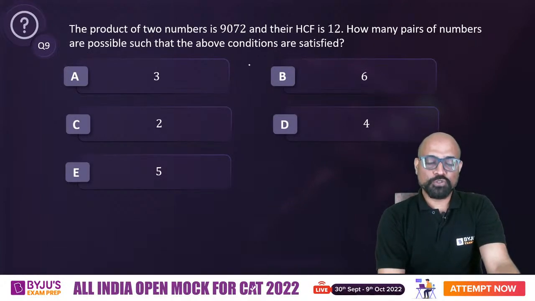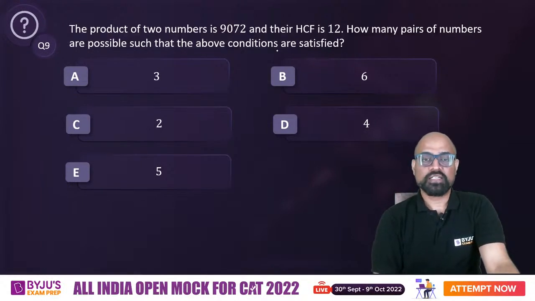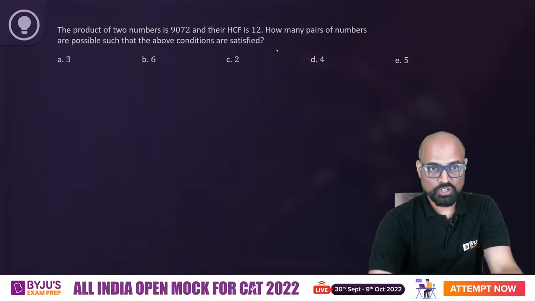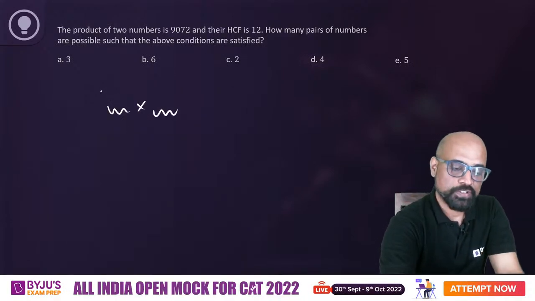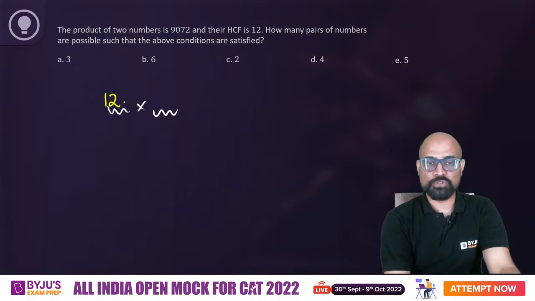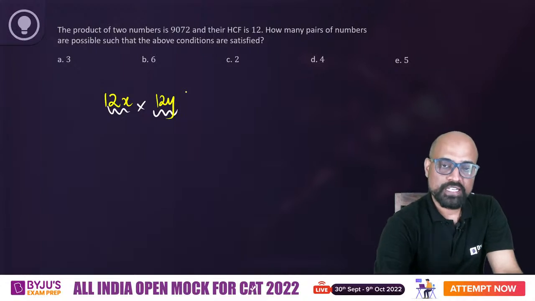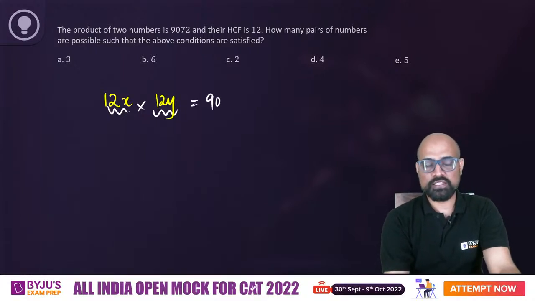The product of two numbers is 9072 and their HCF is 12. How many pairs of such numbers are possible such that the above conditions are satisfied? So, we have one number, we have another number, their HCF is 12. If their HCF is 12, that means the numbers are of the form 12x and 12y. And their product is given to us as 9072.